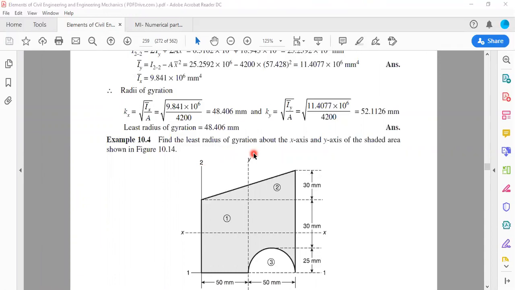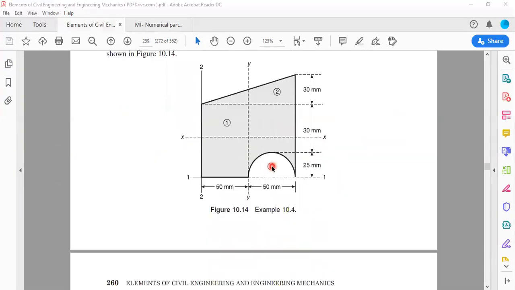Now radius of gyration about x means rx, which is given by under root ix by a. Okay, I by a is radius of gyration. If I want to find the MI of this axis, they have given you x axis and y axis. So I divide this into a triangle, a rectangle, and a semicircle. So for a triangle, I know the MI equations: bh cubed by 12 or bh cubed by 36 and Iyy. For a rectangle, I know bd cubed by 12, and for a semicircle, ix is 0.11 r raised to 4, Iyy is pi r raised to 4 by 8.